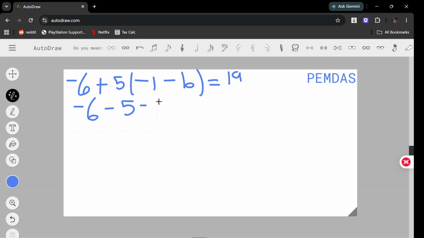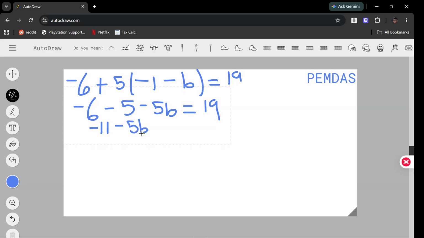minus 5b equals 19. Cool. Now we can add like terms. So -6 minus 5, that becomes -11 minus 5b equals 19.